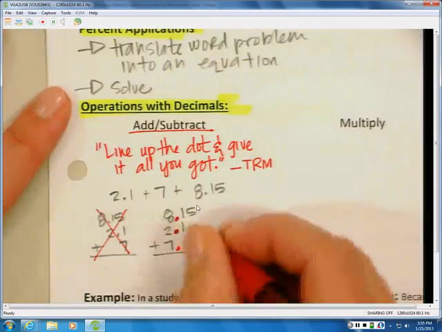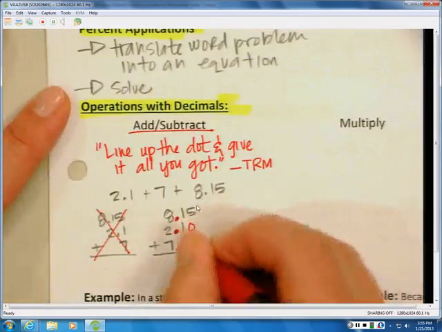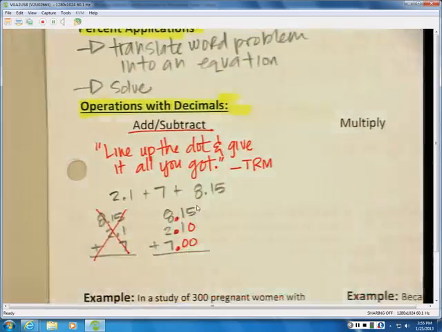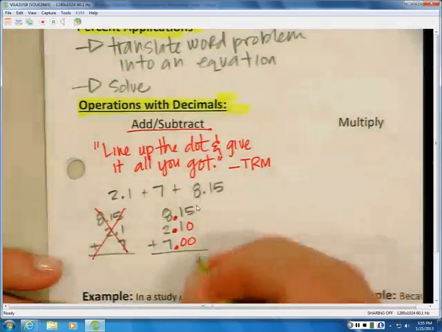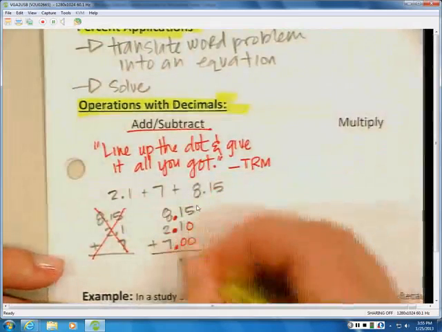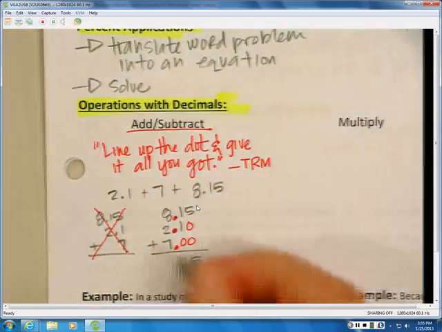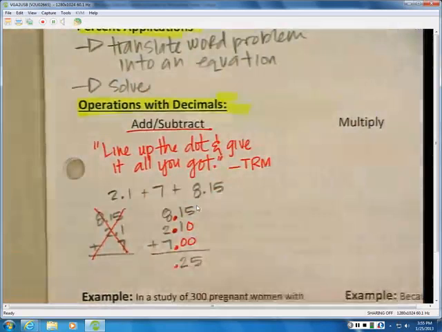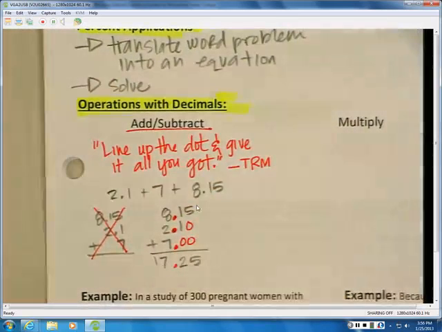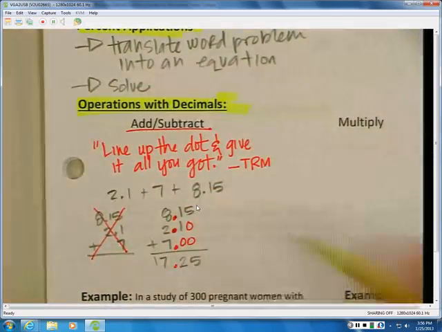And then what I like to do to just kind of fill in the gaps here is put these zeros, so that way I can see that this is 5 plus 0 plus 0, which is 5. 1 plus 1 plus 0, which is 2. We have our decimals still lined up. And then 8 plus 2 plus 7 is 17. Again, adding and subtracting, you're going to line up the dot, give it all you got.